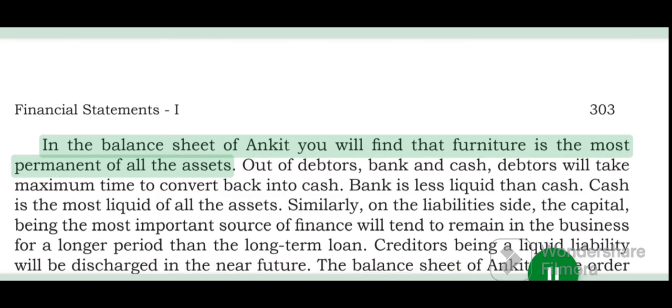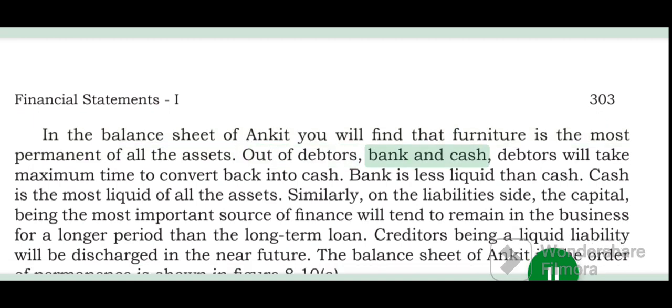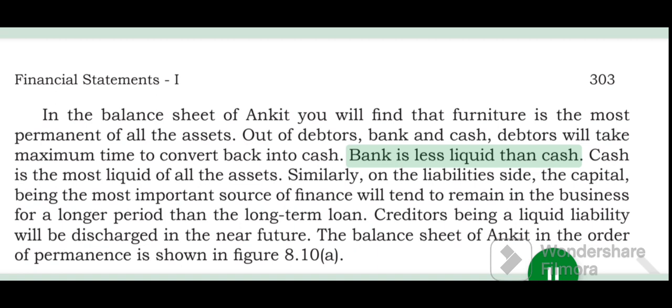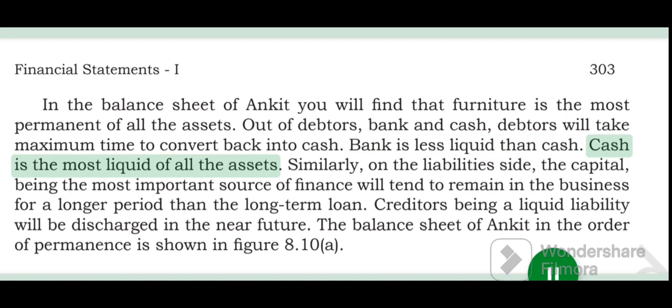In the balance sheet of Ankit you will find that furniture is the most permanent of all the assets. Out of debtors, bank and cash, debtors will take maximum time to convert back into cash. Bank is less liquid than cash. Cash is the most liquid of all the assets.